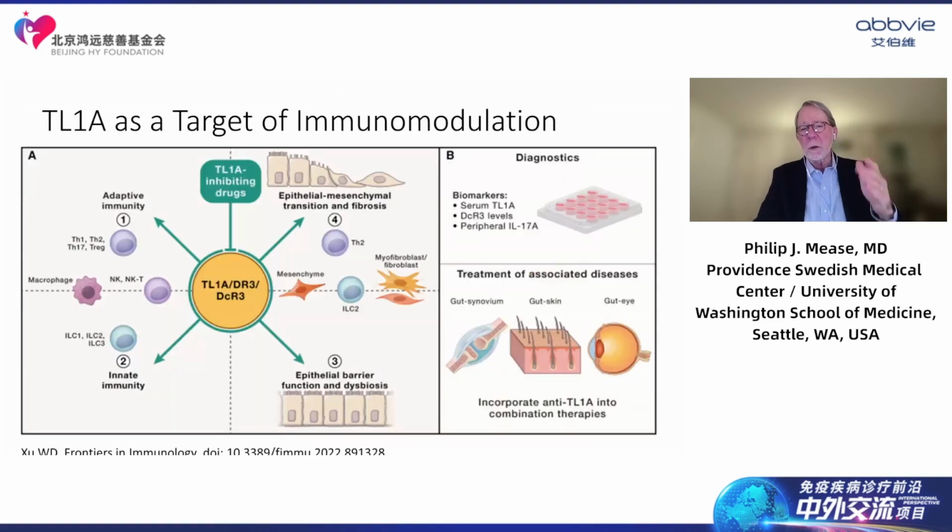And this is a cartoon depicting the mechanism of TL1A inhibition, binding to DR3 on the surface of a number of different immune cells, including T cells, dendritic cells, macrophages, but also, very interestingly, the fibroblast cells. And so this is something which may impact not only inflammation, but also fibrosis, which will be important in many of our diseases, including scleroderma, for example, but also other conditions like inflammatory bowel disease.